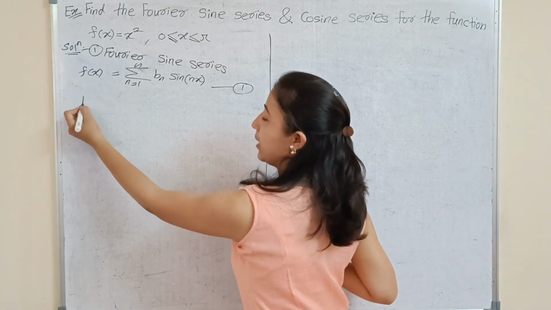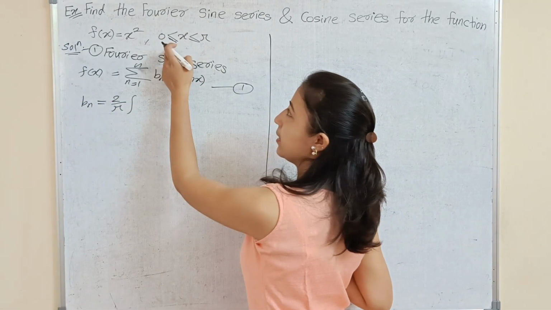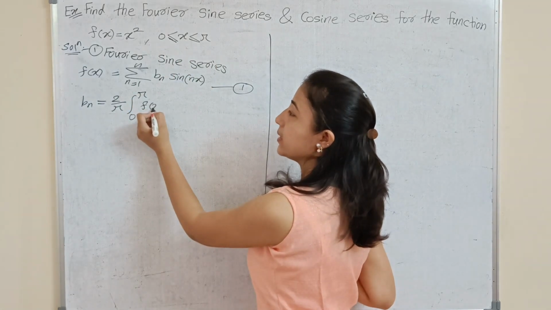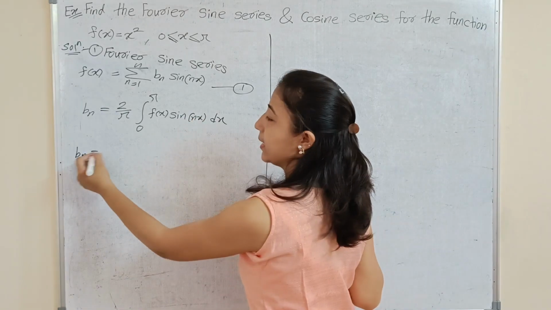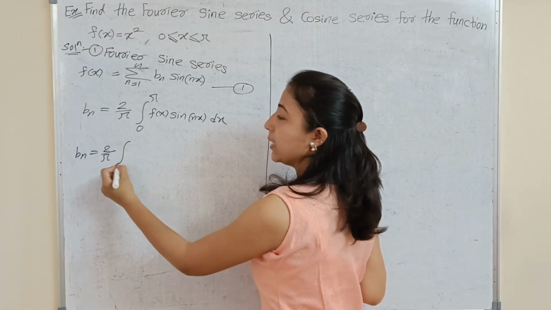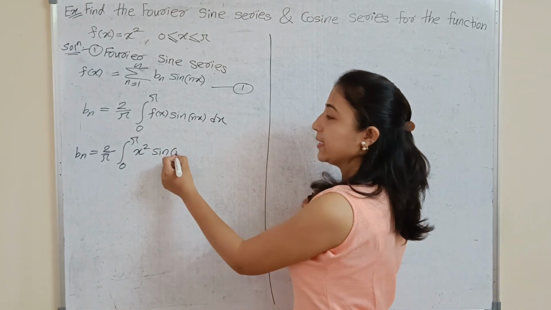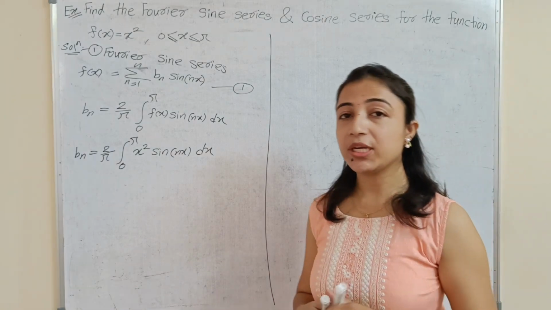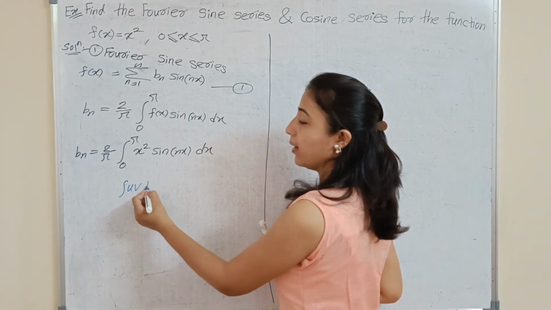So how to find Bn? Bn is 2 by pi integral, here the interval is 0 to pi, you have to consider the half interval, f of x sin nx dx. It is 2 by pi as it is, integral 0 to pi x square sin nx dx. Now here we have to use the continuous integration formula that we have already discussed. So I will write only the formula.